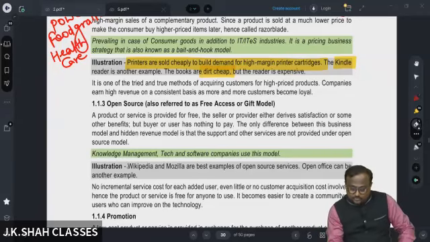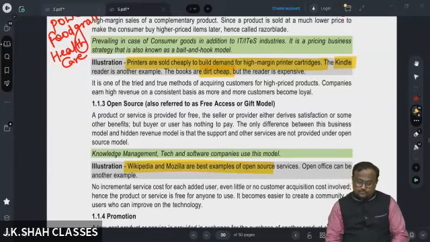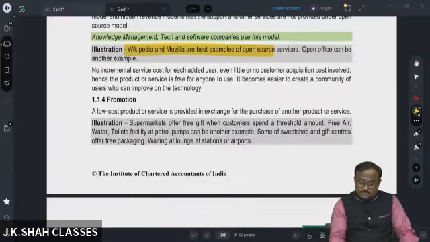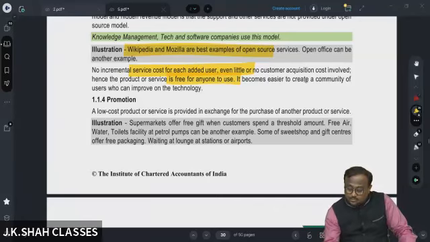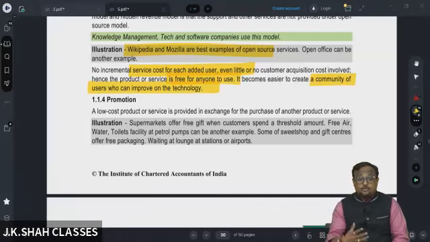Mozilla, you can say, see, they have given you these examples: Wikipedia, Mozilla, open source, Microsoft Office, Gmail, ChatGPT. Correct. All these are examples of open source. No incremental service cost for each added user, even little or no customer acquisition cost involved. Hence, the product is free to everyone. It becomes easier to create a community of users who can improve on the technology.